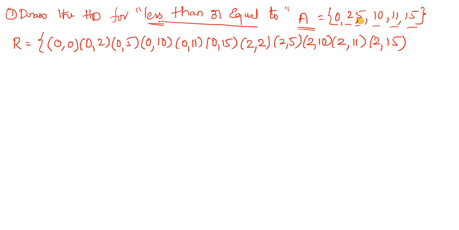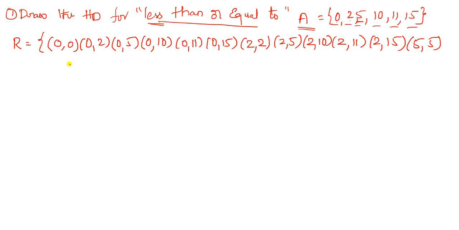Okay, and come to the third element. 5, 0: is 5 less than 0? No, 5 is greater than 0. So we should not write 5, 0. And similarly 5, 2: is 5 less than 2? 5 is greater than 2. So we should not write 5, 2. And next 5 itself: 5 less than or equal to 5. So 5, 5 is another element.